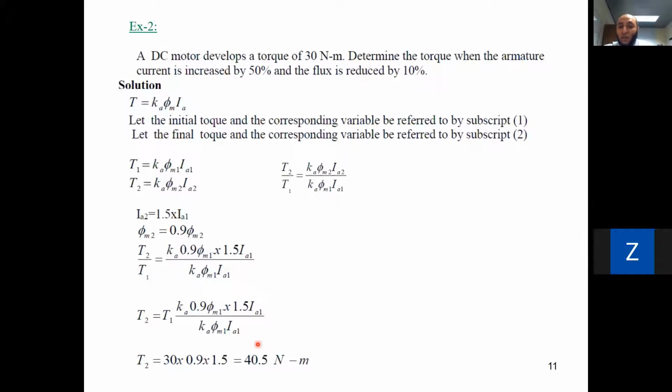So as you can see here, torque is higher than the first torque by just increasing the armature current, which means the power will be increased. So this is an indication for the higher torque. And also reduction in the flux. Reduction in the flux means the speed will be increased as well. So the torque will be increased and the power also will be increased because of the speed increase.